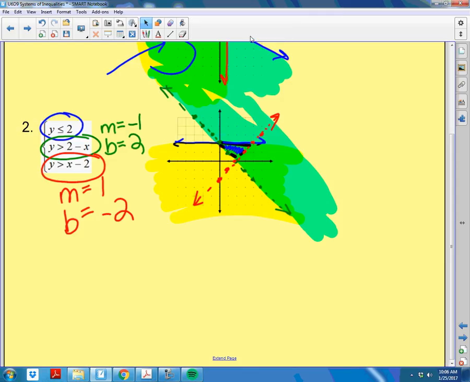What I have to be careful about is remembering which lines are solid, which ones are dashed. If it's inside the little triangle area, it doesn't really matter, right? But if it's on a line, I better remember which of those lines is solid and which one's dashed. That is my solution area. Any questions on that? I can add as many lines as I want to. It's a system. A system does not have to be only 2 lines. It can be 3 lines or 4 lines or 5 lines.